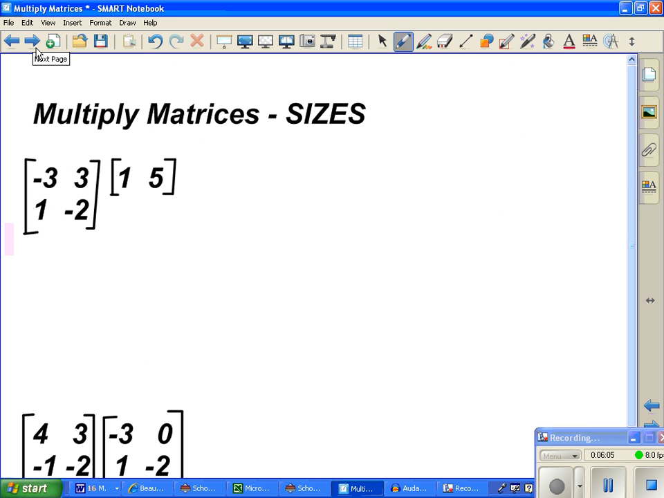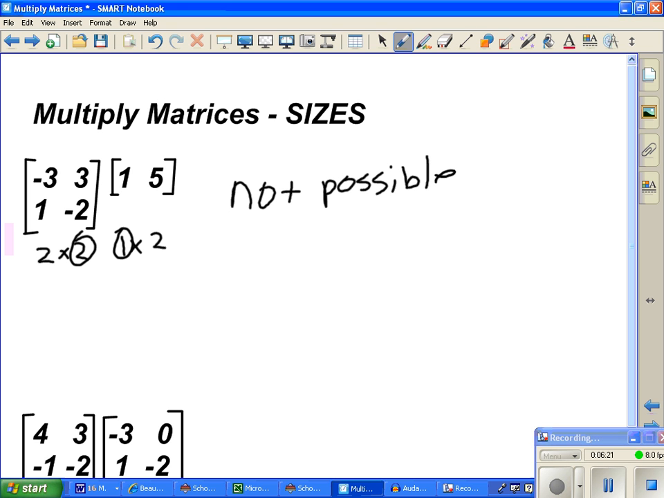Multiply matrices. Okay? Again, here we go. So sizes, this is a 2 by 2. This is a 1 by 2. So, if I look at my inside numbers, they don't match. This is not possible. Not possible, because look, if I go across this row and down the column, there's nothing for that 3 to multiply to. Okay, and we can't just put zeros there because that changes the size of the matrix, so it is not possible to multiply those.